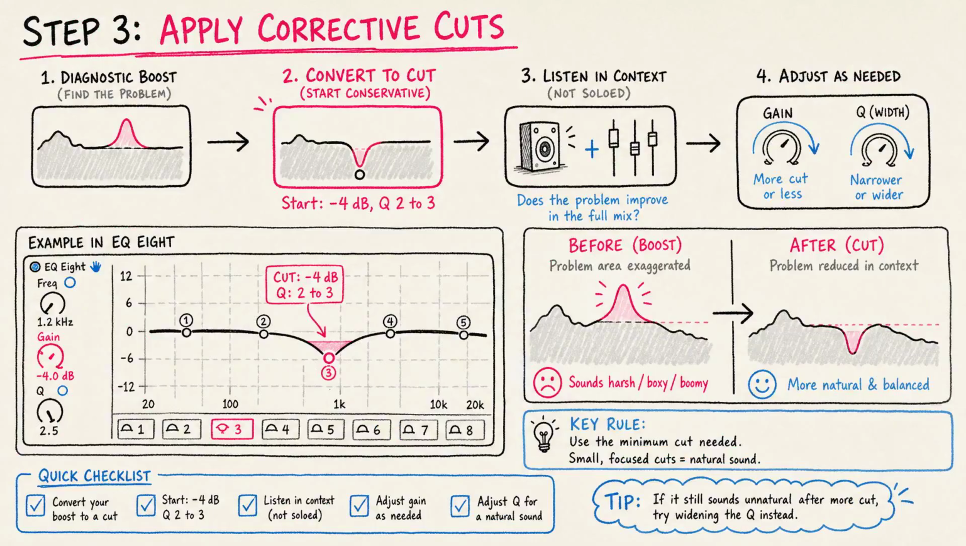Convert your diagnostic boost to a cut. Start conservative: -4 dB with a Q of 2 to 3. Listen in context, not soloed, to determine if the problem is improved. Adjust gain and Q as needed. You may need more cut, or you may need a wider Q to sound natural.